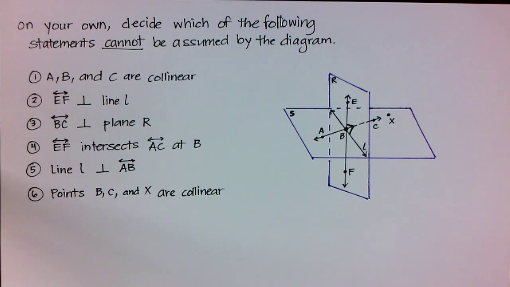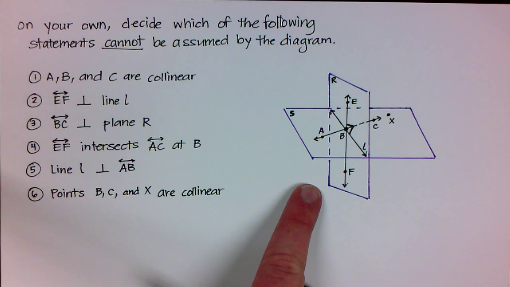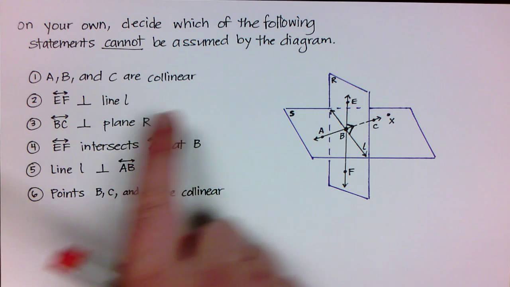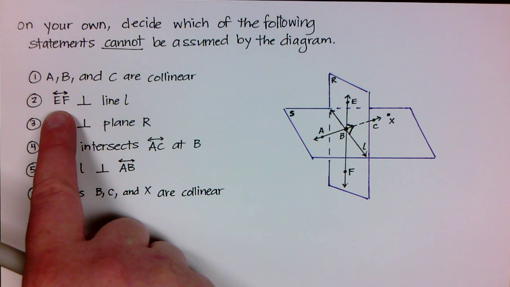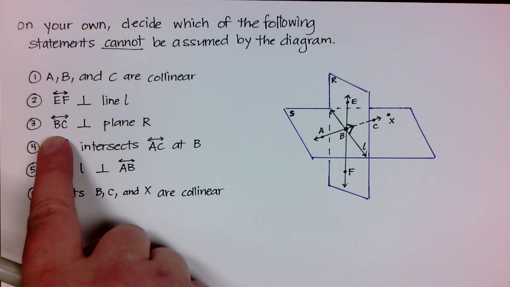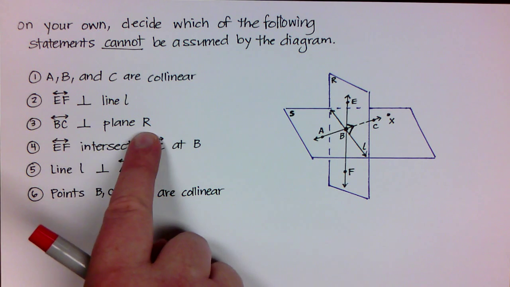So I'm going to leave you with this. I have one diagram for you, and on your own, I want you to draw this diagram as best as you can. And of these 6 statements, I want you to decide which ones cannot be assumed by the diagram. The first one says that A, B, and C are collinear points. The second one says that line EF is perpendicular to line L. The third one says line BC is perpendicular to the plane R.